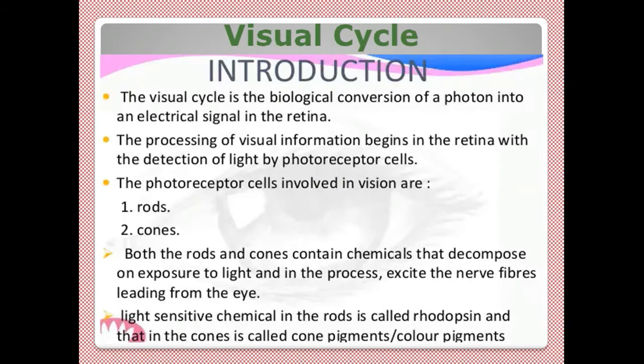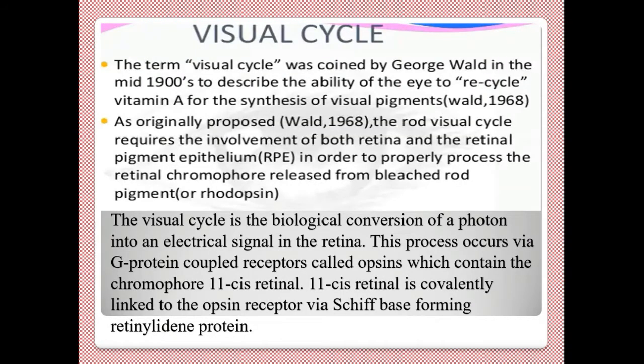The term visual cycle was first coined by George Wald in the mid 1900s to describe the ability of the eye to recycle. The eye has a recycle pathway. It's called the visual pathway, visual cycle. They are going to recycle vitamin A. It's one of the important vitamins for the synthesis of visual pigments. So vitamin A is needed for synthesis of rhodopsin and iodopsin. That was originally proposed by George Wald in 1968.